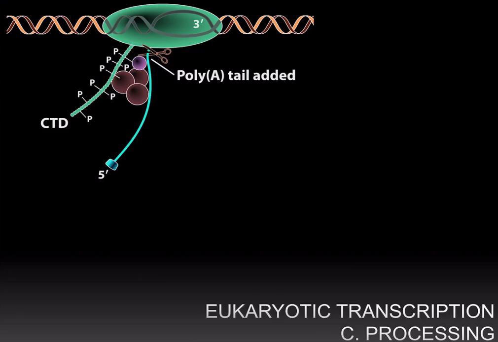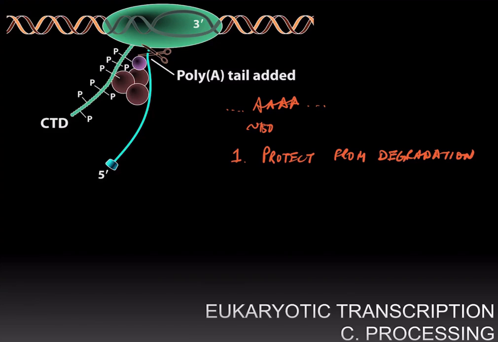And the third processing step occurs after termination when a poly A tail, a string of about 150 adenosines, is added to the 3' end of the transcript, and the function of the poly A tail is twofold. One is, like the 5' cap, to protect the transcript from degradation, and secondly, to help in nuclear export, to export the transcript out of the nucleus.